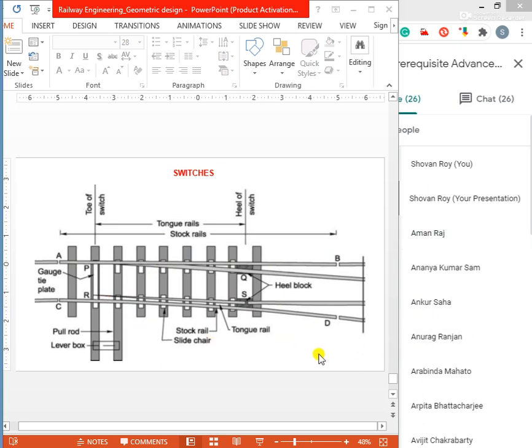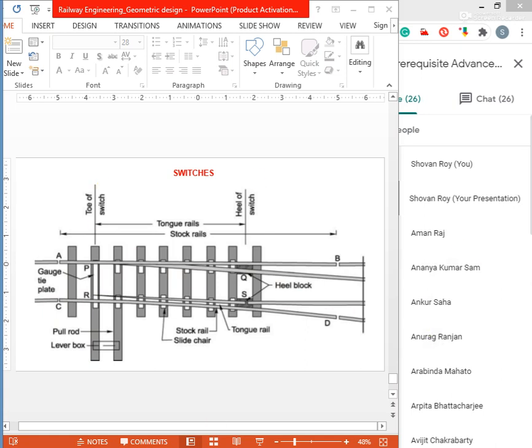This CD is the stock rail, but this is also part of the branch line. And if the train wants to go through the straight line or main line, then this PR plate, or this PR gauge type plate, should come in the downward direction. With the help of this lever box and pull rod, these plates should come in the downward direction. Only then is it possible to go through this main line.